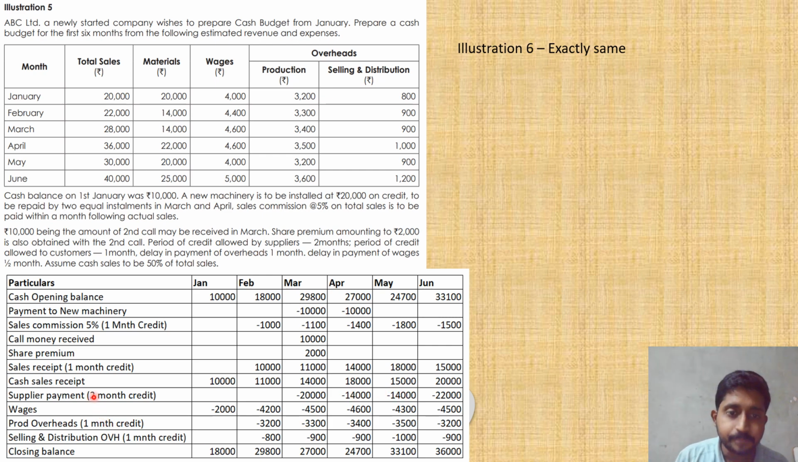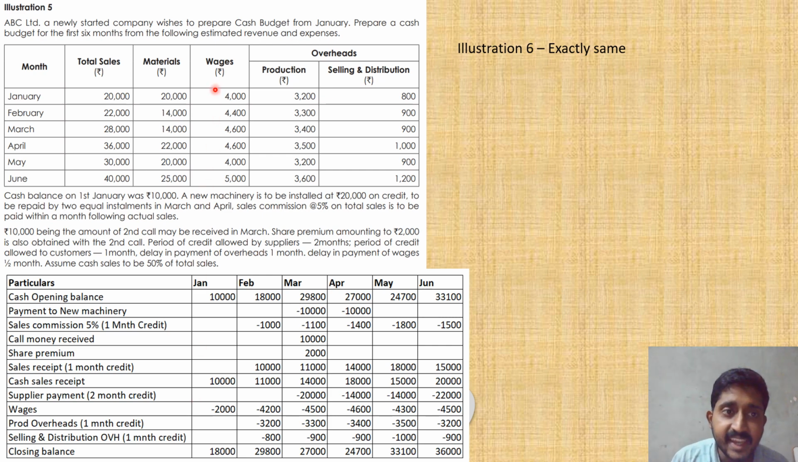And wages, here it is a very important thing because of the half month delay. Okay, so 4,000 is the wages for the January month, but actually with 15 days delay we will pay out only 2,000. 2,000 is the first half of January, paid in January itself. Second half of January and first half of February will be paid in February. Second half of February and first half of March will be paid in March.